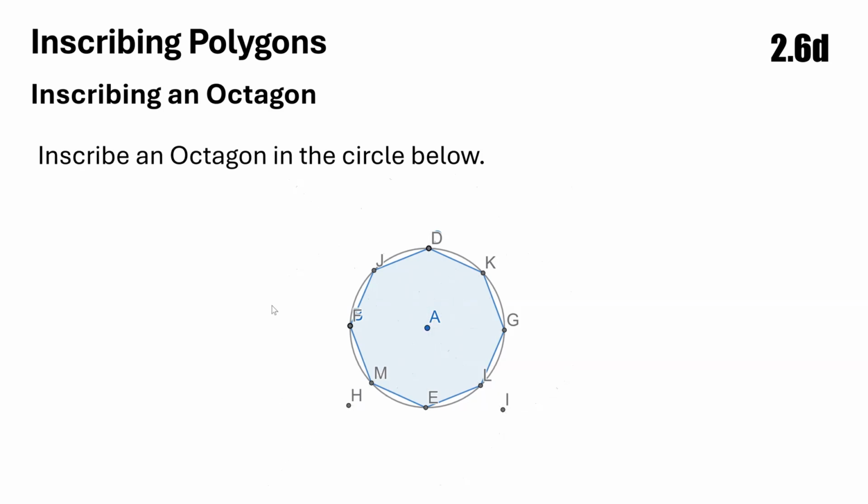Once again, you can measure each side to make sure each side has equal length. Additionally, the angles can be measured to make sure each angle has the same angle measure.